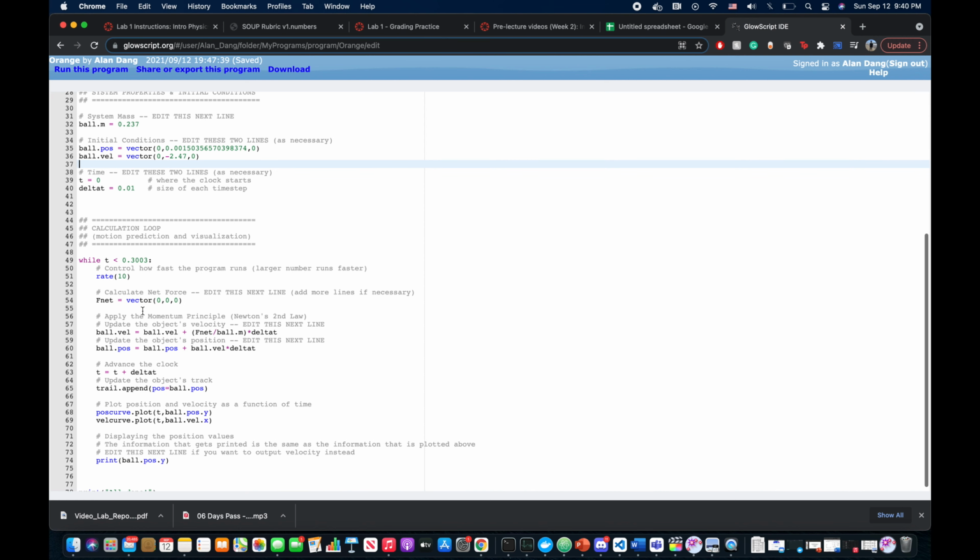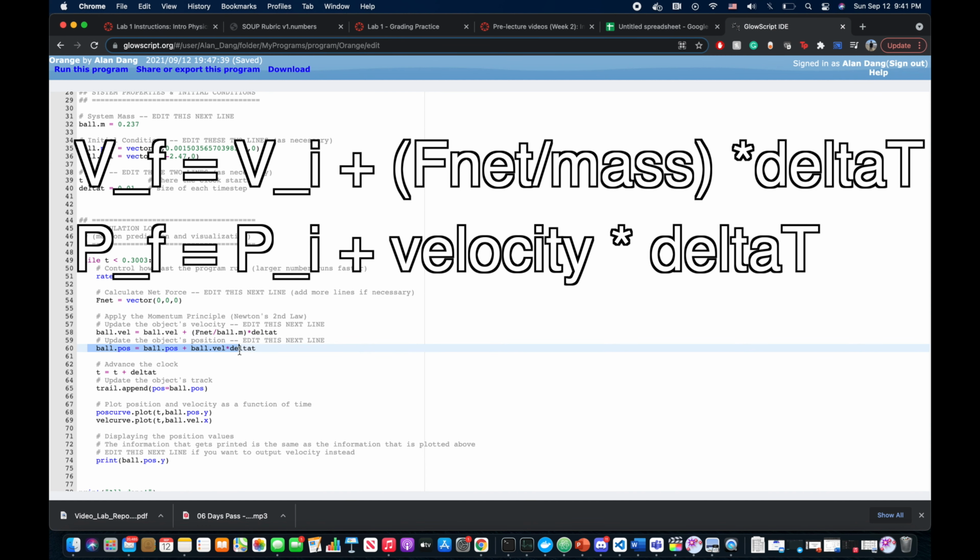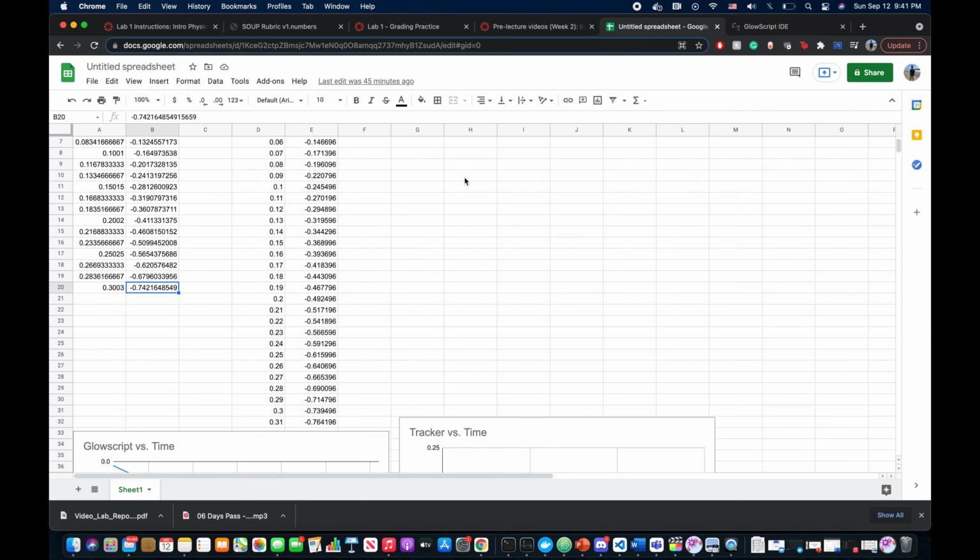So in our loop, we want to set fnet to 0 because the orange's velocity is constant, meaning that there's no other forces acting upon it. This is a huge assumption because in the real world there's air resistance, gravity, and friction, but in our case, because our velocity is constant, we'll just set that to 0. And this is our velocity update formula and our position update formula. These constantly update as the loop goes on, and it spits out data that looks like this.